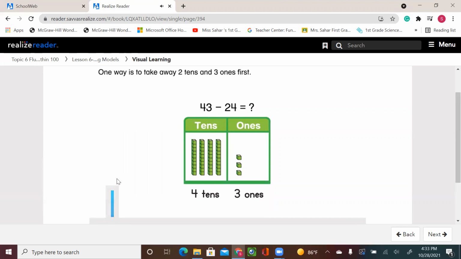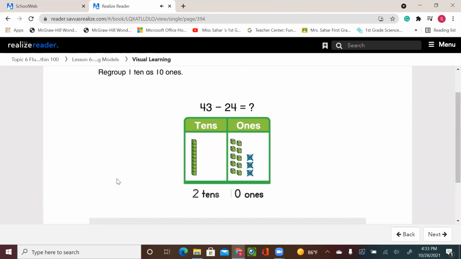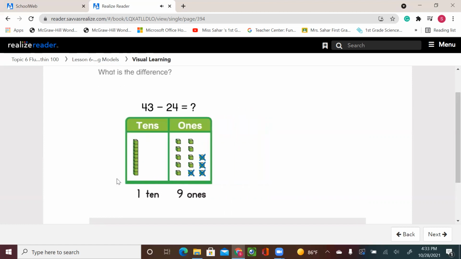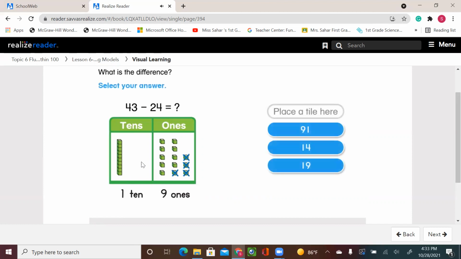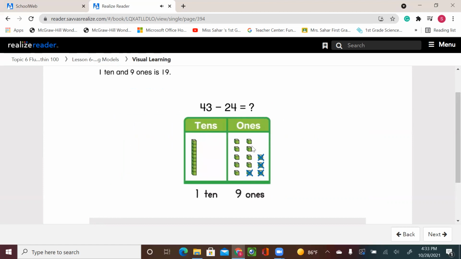One way is to take away 2 tens and 3 ones first. Regroup 1 ten as 10 ones. Take away 1 more. What is the difference? Select your answer. The difference is 1 ten and 9 ones, which is 19. 1 ten and 9 ones is 19.